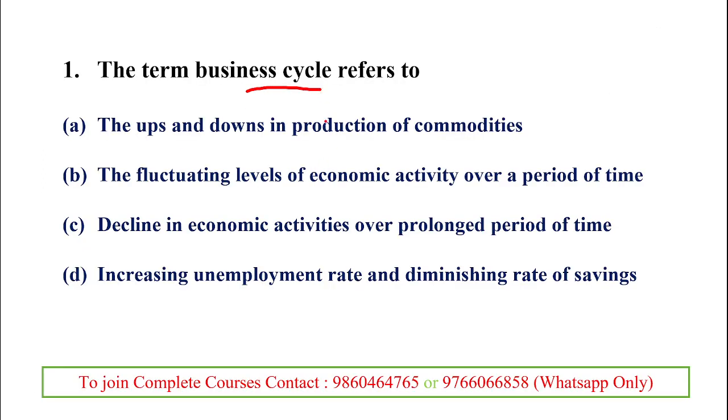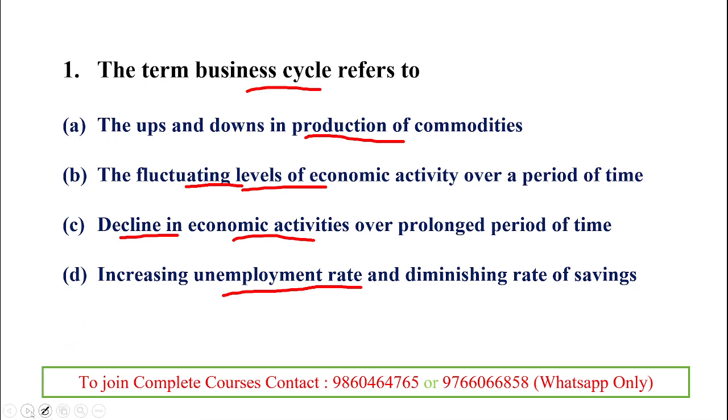The term business cycle refers to what? Or the meaning of the business cycle is what? Here the options given are: ups and downs in production of commodities, fluctuating level of economic activity, decline in economic activity, or increasing unemployment rate and diminishing rate of savings. So the B and C options look alike, but option B says fluctuating level, and C says declining economic activity.